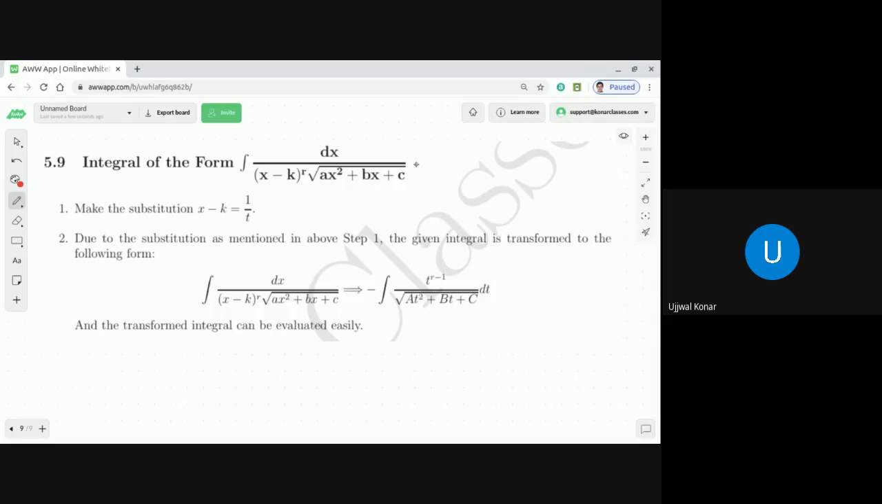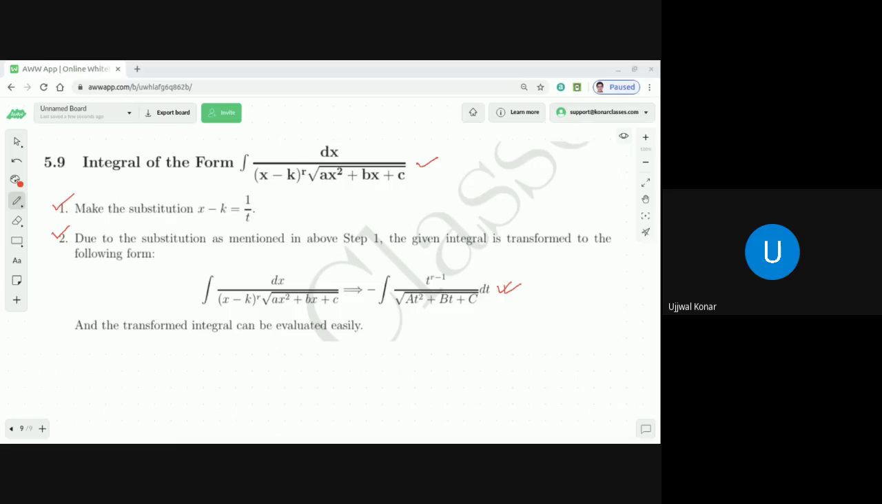If you get it in this form, your first step should be to make the substitution x minus k is equal to 1 by t. And then due to this substitution, the entire integration is transformed to something like this. And this form can be integrated very easily. How? Just take an example and proceed. You will find again, easily means if we have done something similar earlier, the present problem becomes easy. So that's what we will do. This form.